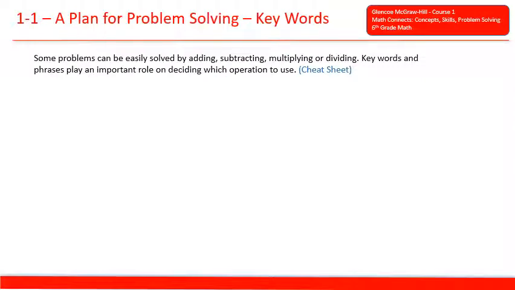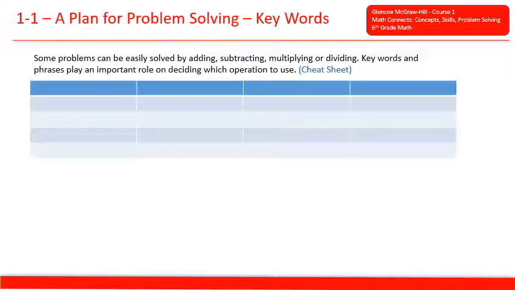Some problems can be easily solved by adding, subtracting, multiplying, or dividing. Keywords and phrases play an important role in deciding which operation to use. So this will help us when we're reading a word problem as to what operation we need to use. And there will be a quiz on this very soon.